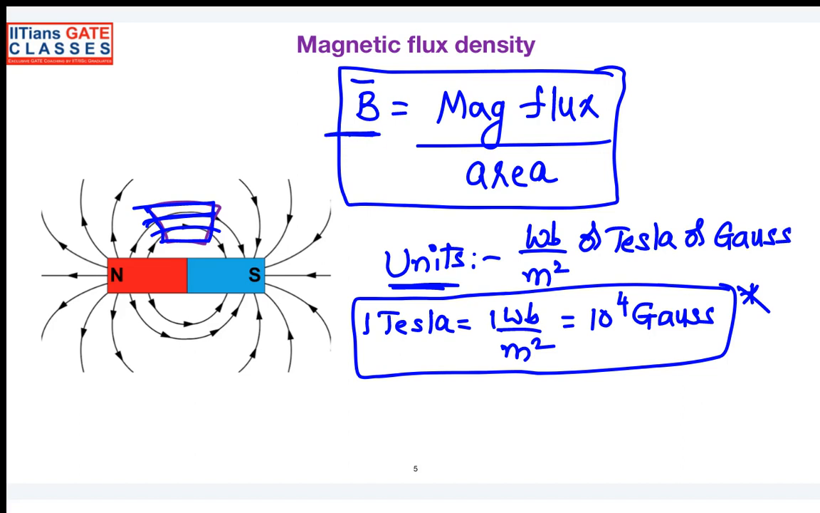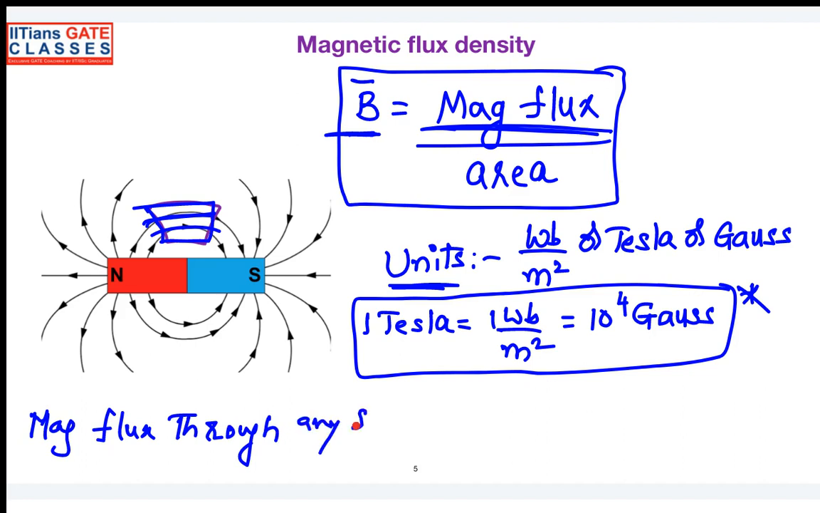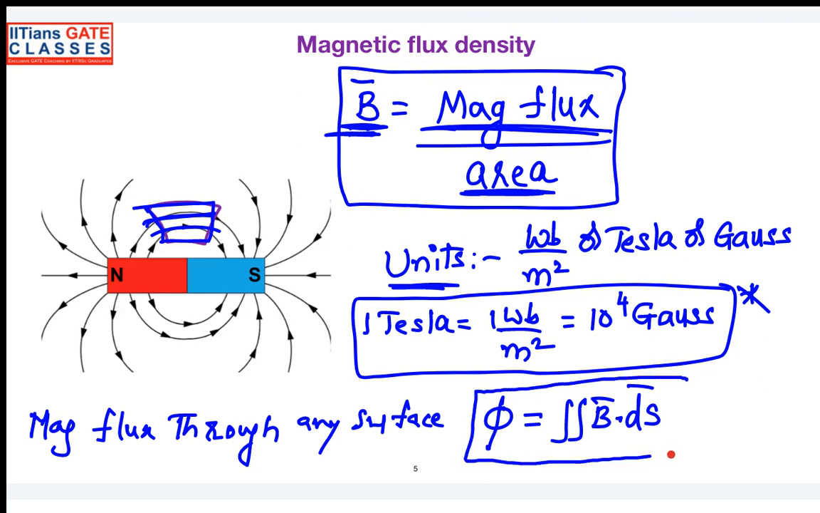Now it's the reverse. If we know the magnetic flux density, how will you calculate the magnetic flux? The magnetic flux through any surface is mathematically given by the symbol phi, equal to the magnetic flux density multiplied by the area. If the surface is nonlinear, you can do the integration, so the magnetic flux is equal to the double integral of B dot dS. So any questions on the magnetic flux density?